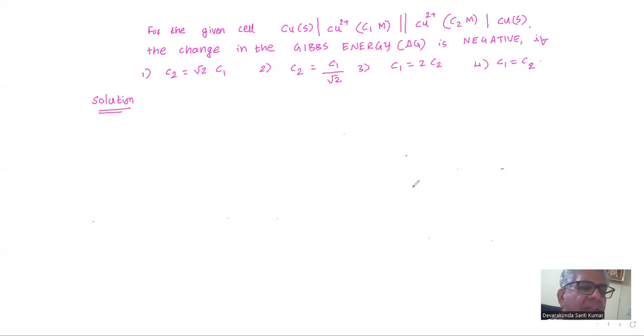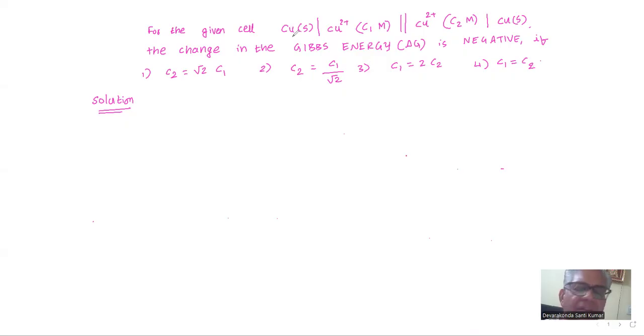For the given cell, copper solid bar Cu2+ of C1 concentration, and then this is the salt bridge, Cu2+ of C2 concentration bar copper solid. The change in the Gibbs energy delta G is negative if C2 is equal to root 2 C1, C2 is equal to C1 by root 2, C1 is equal to 2C2, and C1 is equal to C2.